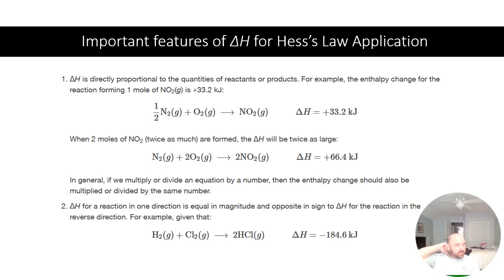Delta H for a reaction in one direction is equal in magnitude and opposite in sign from delta H for the reaction in the reverse direction. For example, the reaction says that 1 mole of H2 plus 1 mole of Cl2 forming 2 moles of HCl has an enthalpy change of negative 184.6 kilojoules. So if you were to turn that around and say 2 moles of hydrogen chloride gas decomposing into 1 mole of hydrogen gas and 1 mole of chlorine gas, the enthalpy change would be positive 184.6 kilojoules.